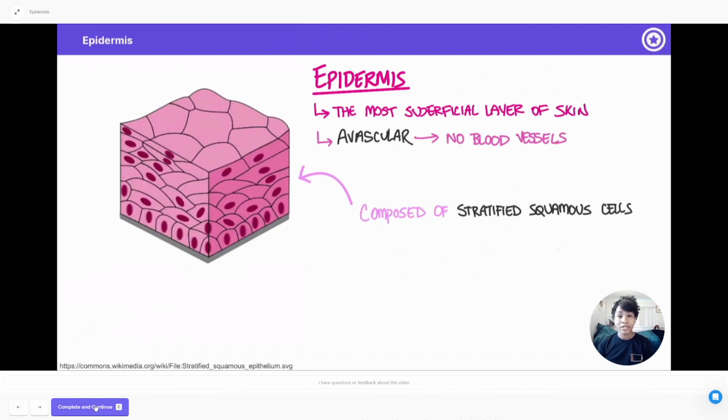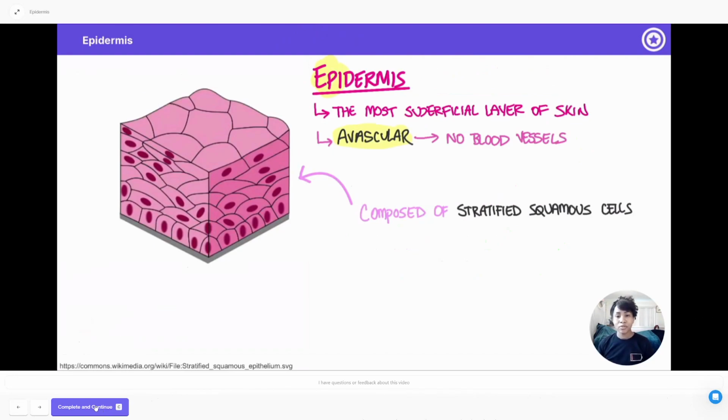But the epidermis is going to be the most superficial or outermost layer of our skin. The prefix epi means above, so the epidermis is literally the layer above the dermis. And the epidermis is going to be avascular, meaning that there aren't going to be any blood vessels present there. So what has to happen is that it gets nutrients from the lower level, the dermis, and nutrients and gas from the dermis will diffuse upwards into the epidermis and provide it with nourishment and oxygen that way.